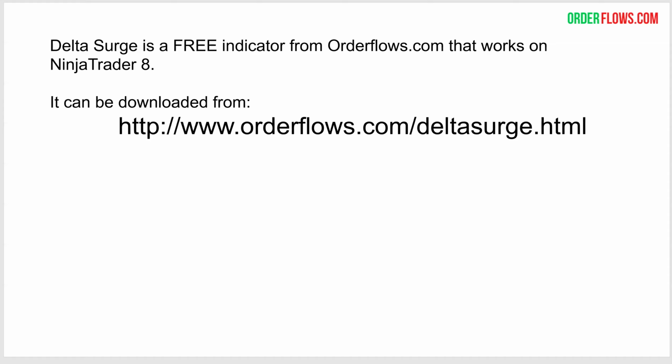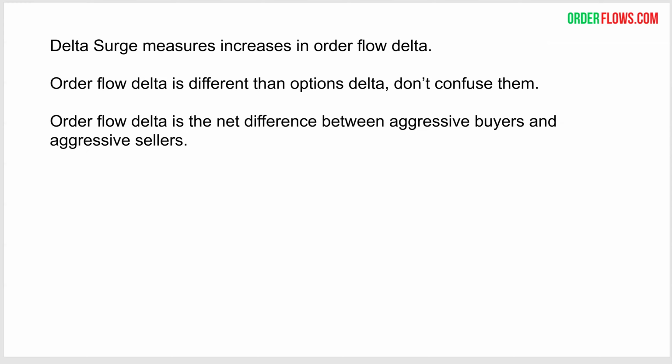And if you're not into order flow, if you're just using a normal bar chart, yes, it'll work on a normal bar chart, and I'm going to show you how to put it on a normal bar chart. So what the Delta Surge does is it measures increases in order flow delta.